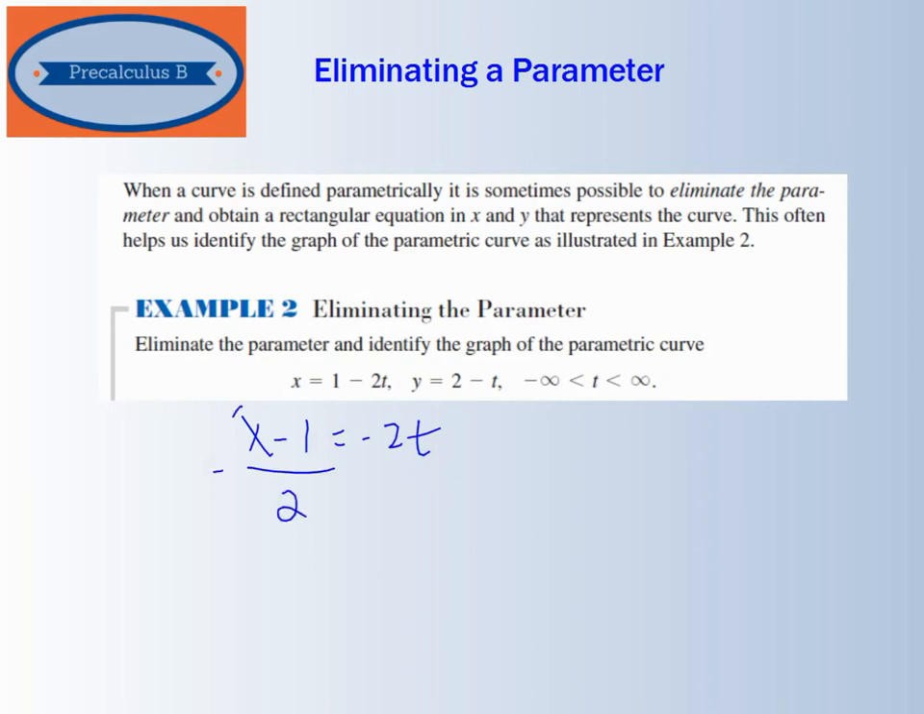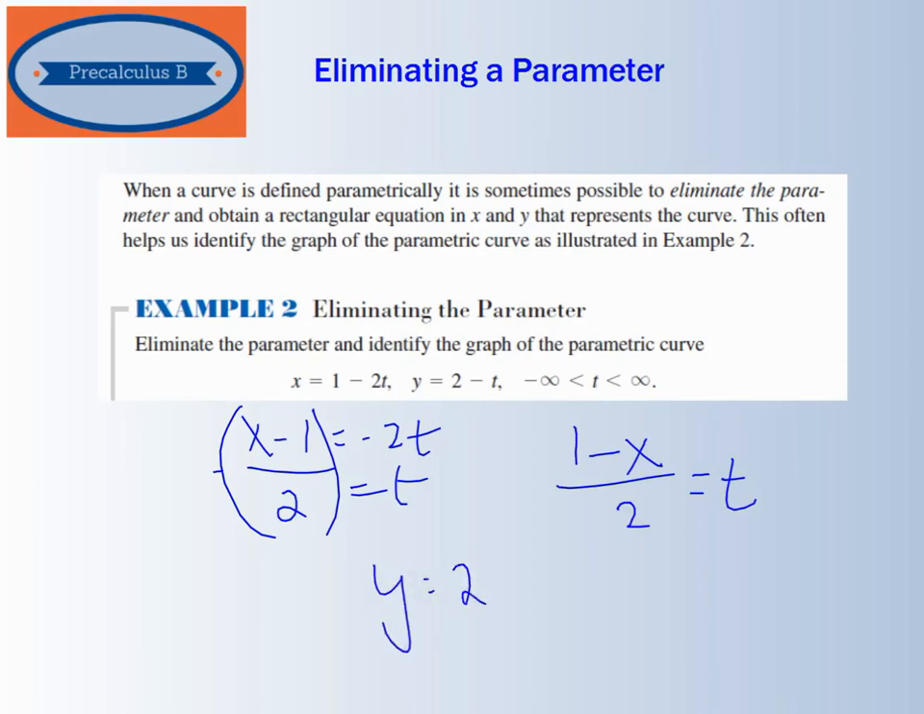So I get negative (x minus 1) over 2 is equal to t. All right. When I apply that negative, I actually get (1 minus x) over 2 equals t. So now I have a value for t. So now I'm going to go ahead and plug that into the equation for y. y equals 2 minus (1 minus x) over 2. And then the minus, we can apply it again. So that equals 2 plus (x minus 1) over 2.